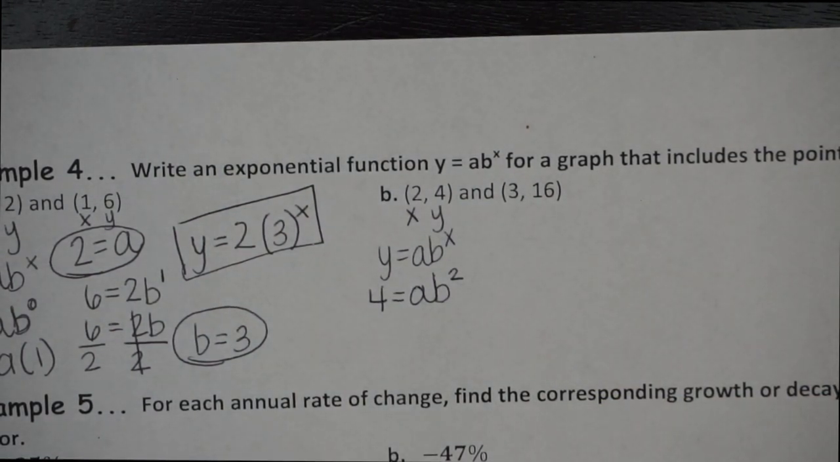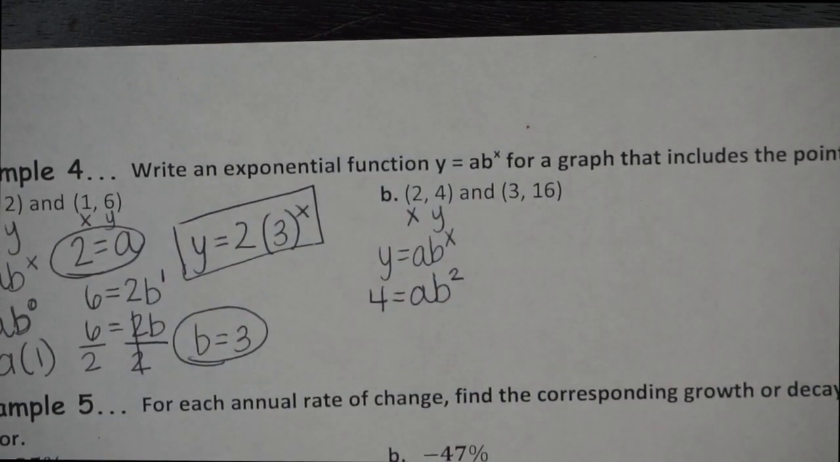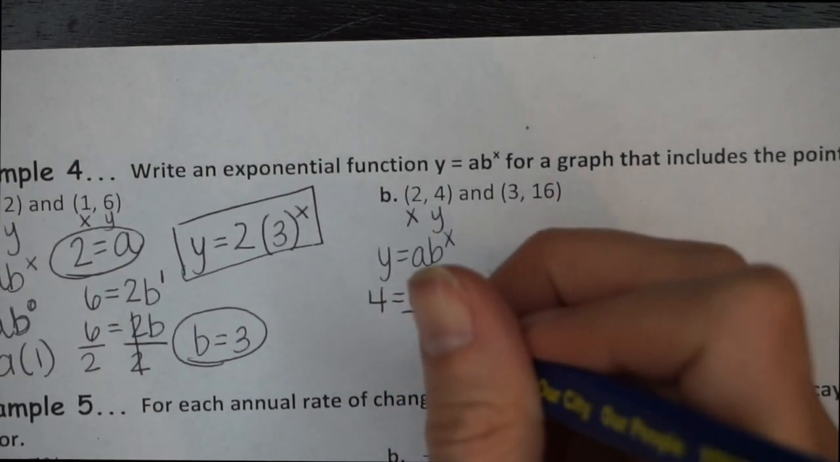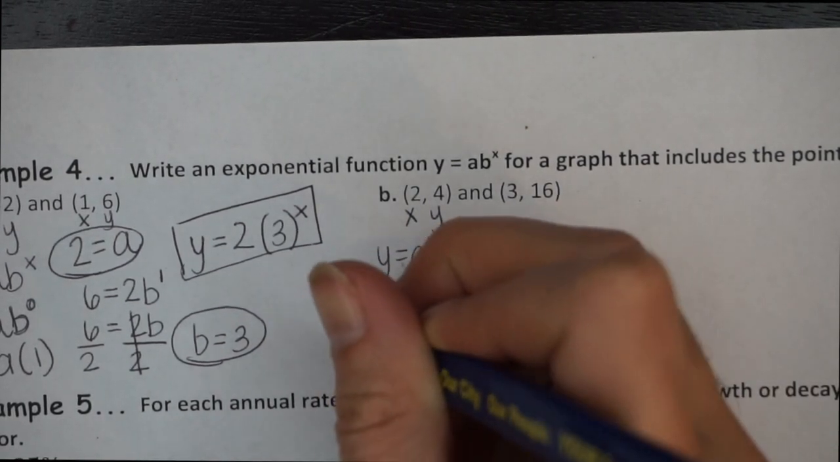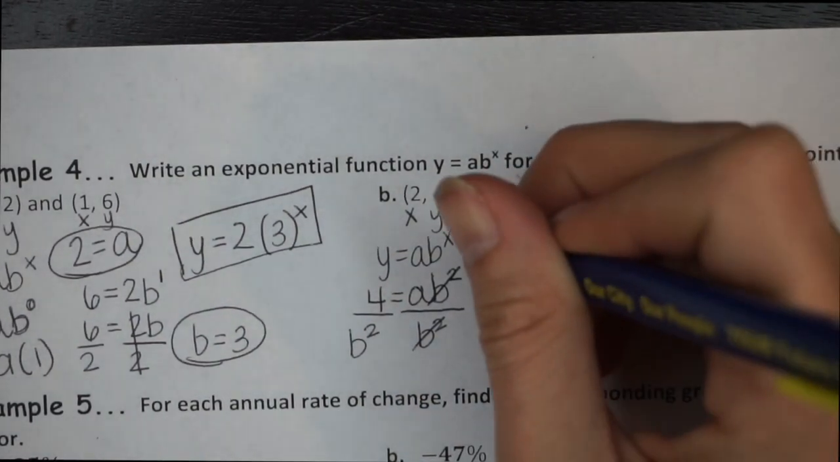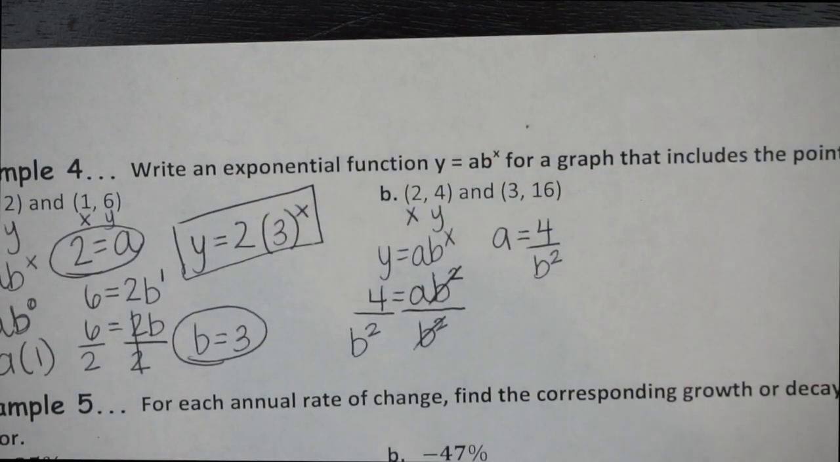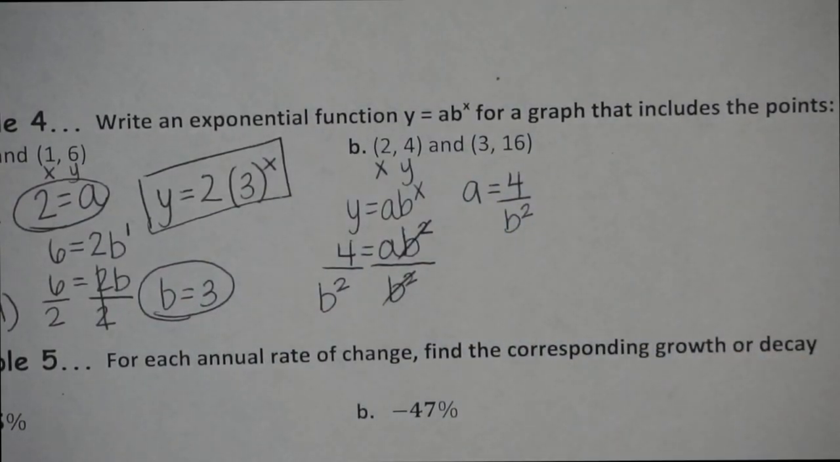Now in this case, it's not as easy because we don't know what number b squared is actually going to become, but we're still going to solve for a just like we did. In order to solve for a, or to get a by itself, we're going to have to divide by b squared so that it cancels on that side. Whatever you do to one side, you have to do to the other. And so what we're left with is a is equal to 4 over b squared. We obviously can't simplify that. Keep that in mind. We're going to plug that into our second equation.